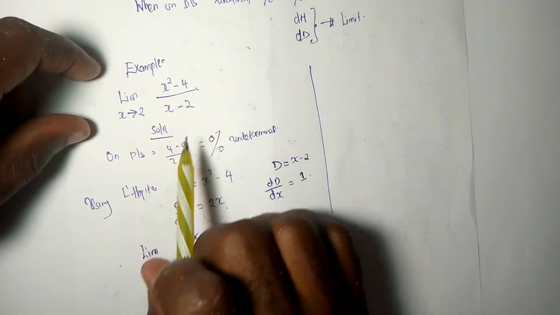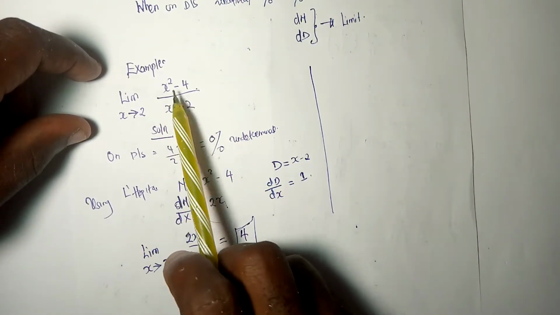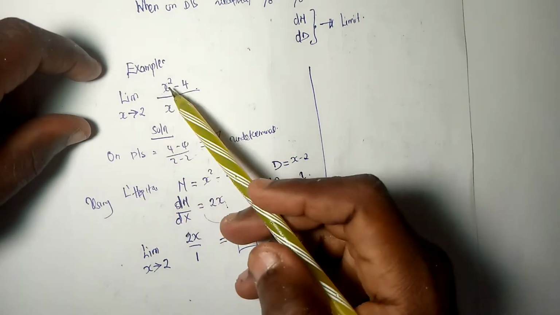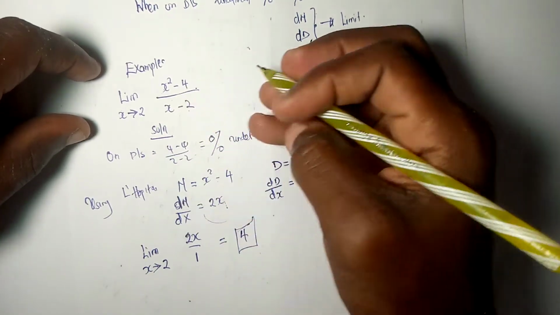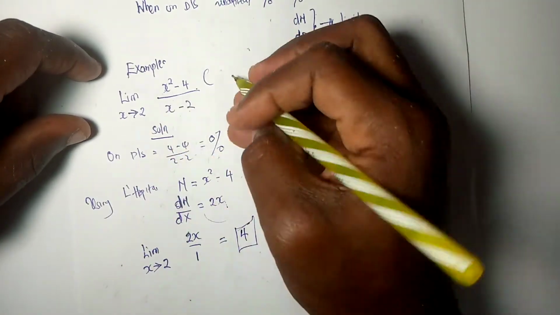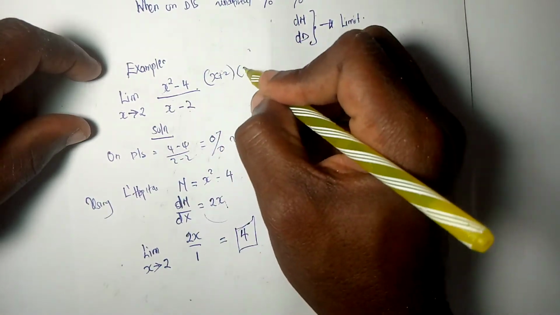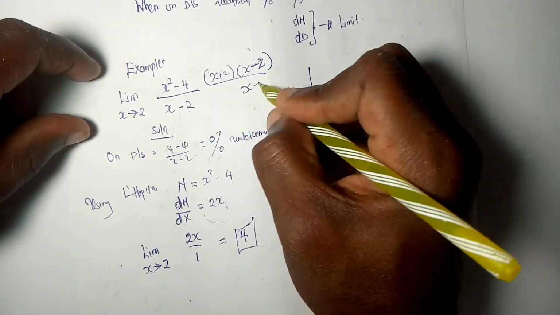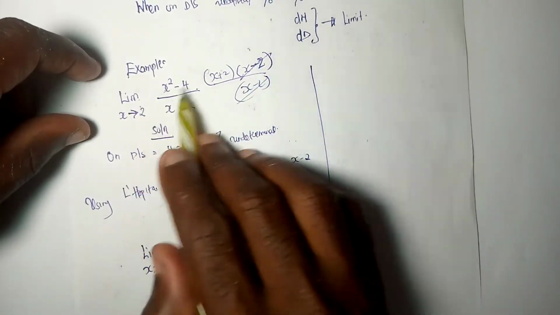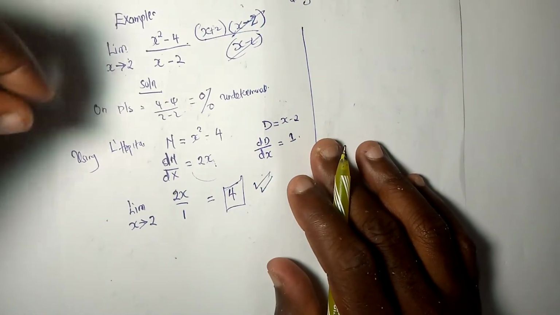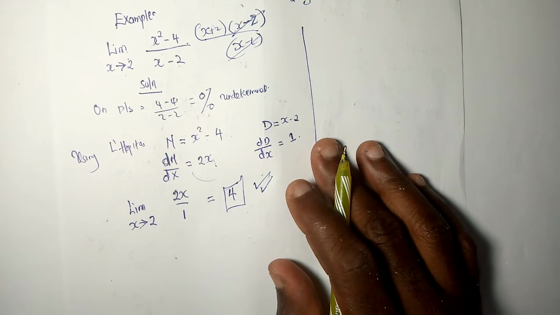Of course, as I said, we can solve this question using another method, like factorization. When you look at the numerator, this is a difference of two squares, a plus b, a minus b. So in essence this is x plus 2, x minus 2 over x minus 2, which cancel. Then you substitute 2, and 2 plus 2 still gives us 4. So it doesn't matter the method that you use, you will always come back to this one.